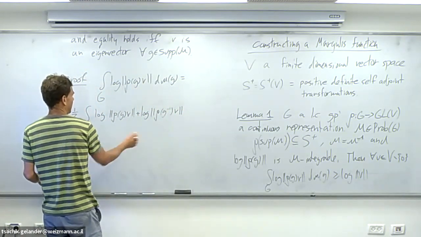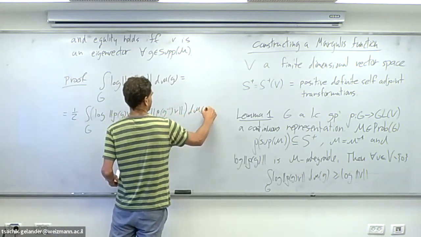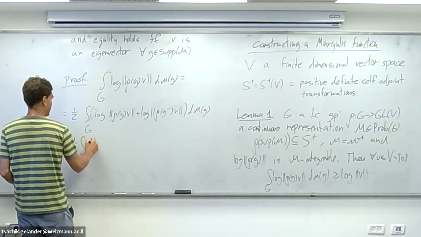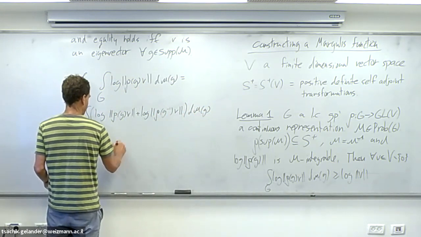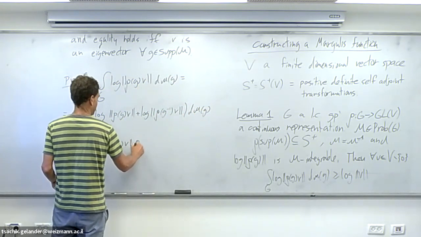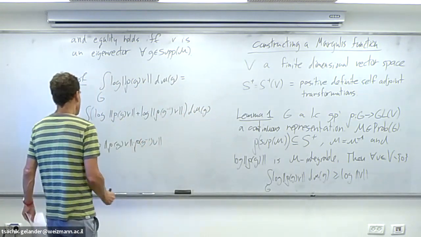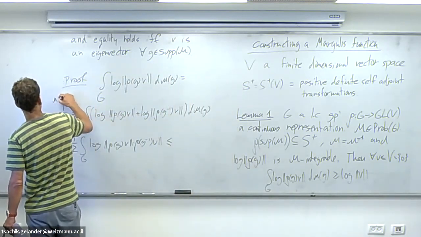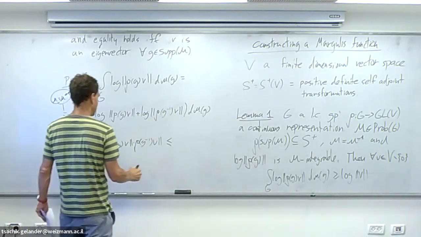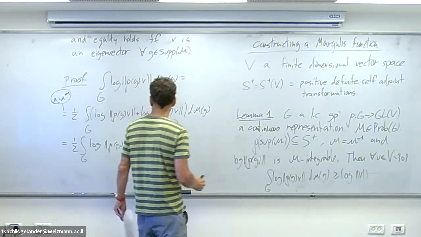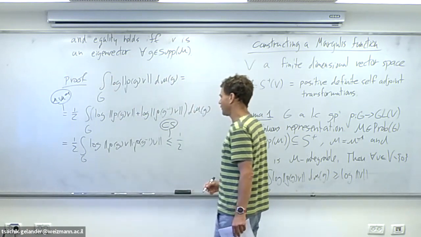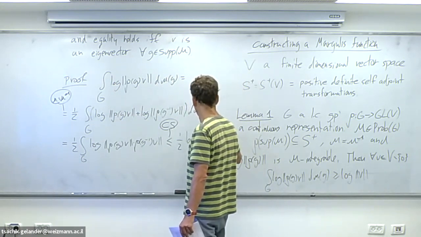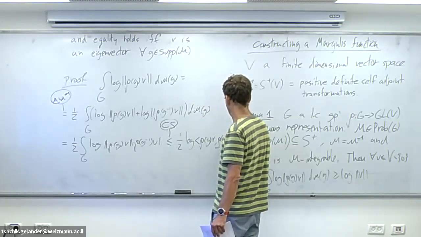Which is the same as half the integral of log of norm of gv times norm of g inverse v. This is because mu equals mu inverse. And now I use Cauchy-Schwarz to say that this is at most half of log the inner product of gv with g inverse v.